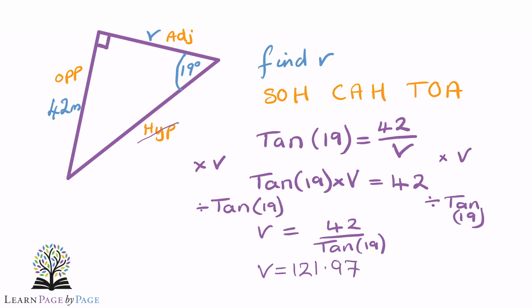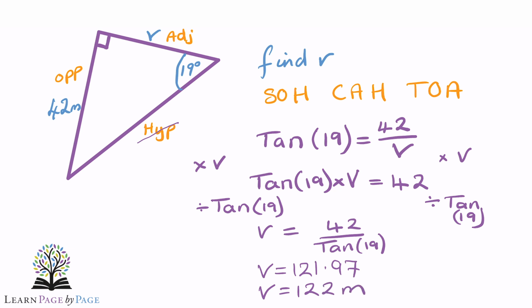So V equals 121.97. And what is the question? Well, it hasn't asked us to find to a certain decimal place, and the measurement here was to no decimal places, so therefore we assume we should round that to no decimal places, so V will equal 122 meters.